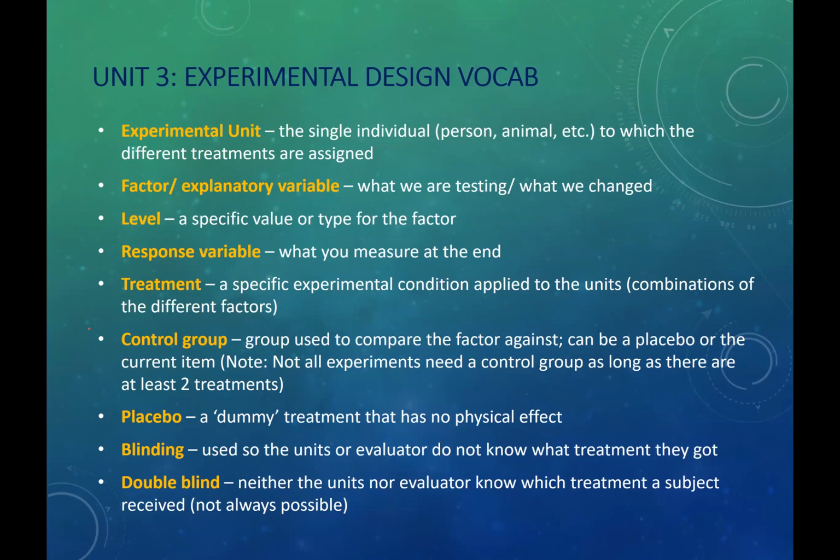A control group is used to compare the factor against. This can be the placebo or the current item that you're already using. You do not have to have a control group in every experiment as long as you have at least 2 treatments. But you cannot have an experiment with only 1 treatment and nothing to compare it against.